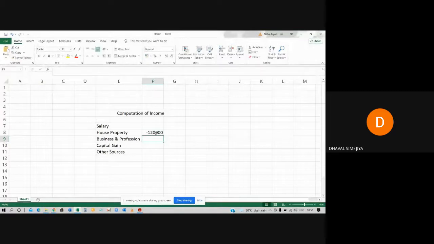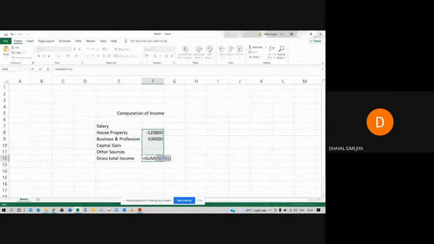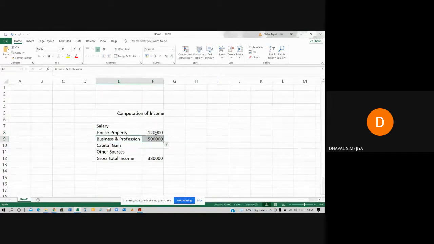For example, I am facing loss in house property, let's say 1,20,000, and I am having profit in my business, let's say 5 lakh rupees. So it is adjusted, and my gross total income will be 3,80,000. This is set off of one loss from one head to another head. This is your head number 2, house property head, and we set off the loss of house property head from business and profession.